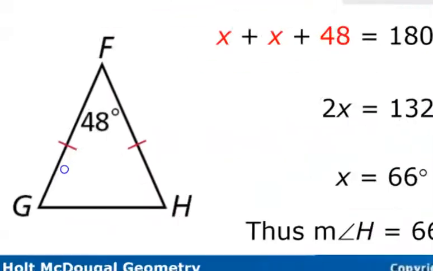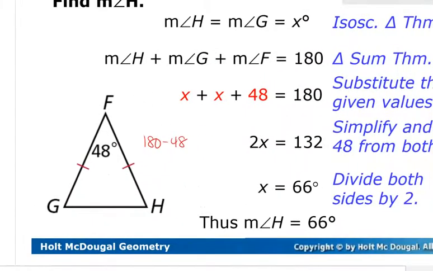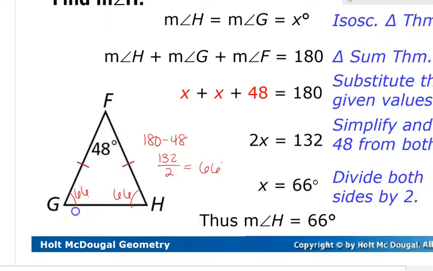Okay, find angle H. So this is the same as the first one we did. The whole thing is 180. We could subtract the 48. They did it a weird equation way, but that's okay. Okay, and then we get 132. And then we could divide that by 2, and we get 66, and this is my x, which is my angles. 66, 66. And this whole thing should equal 180 again.